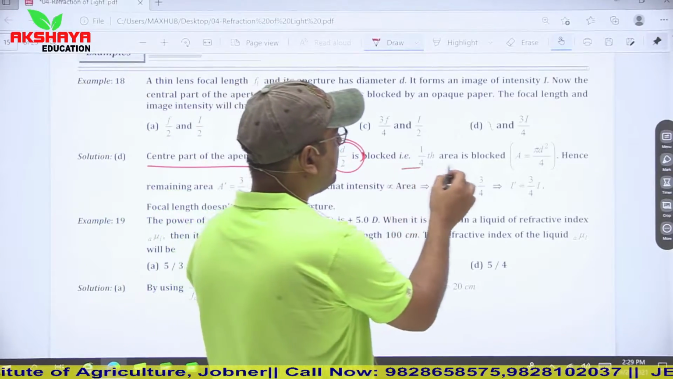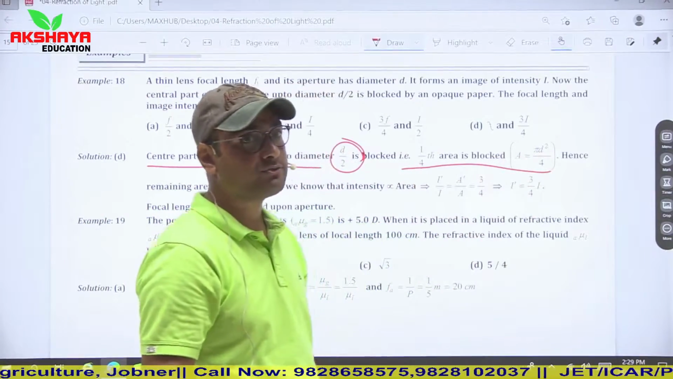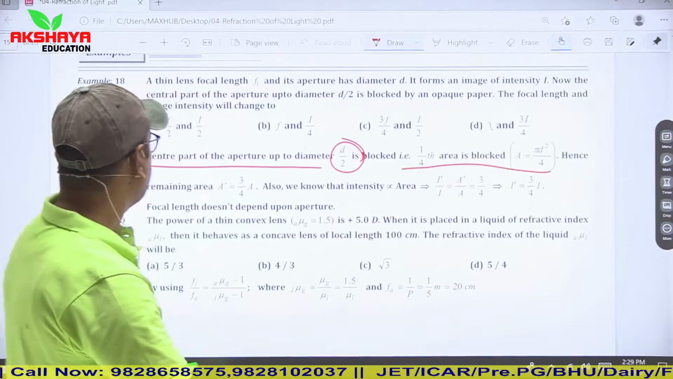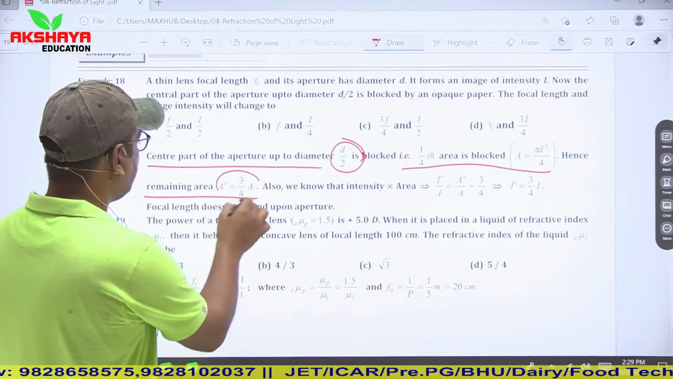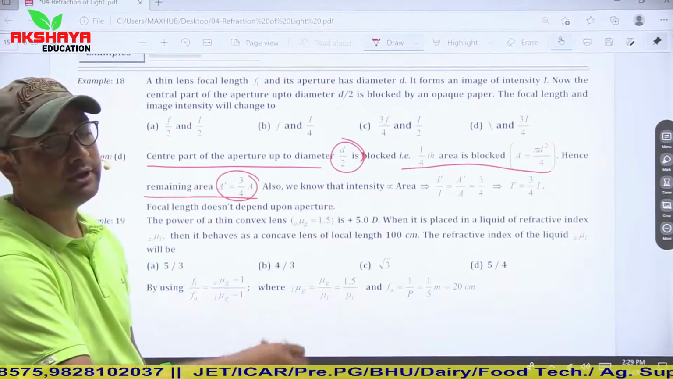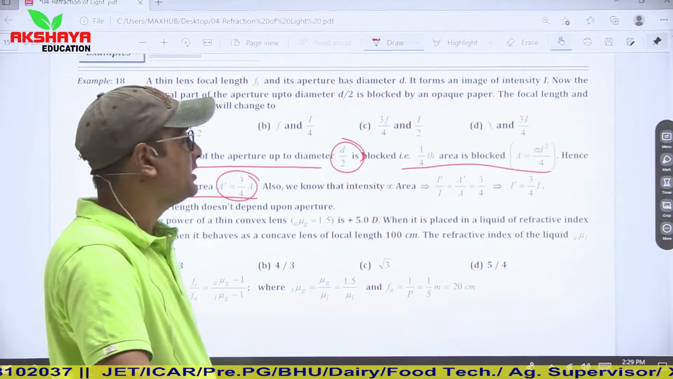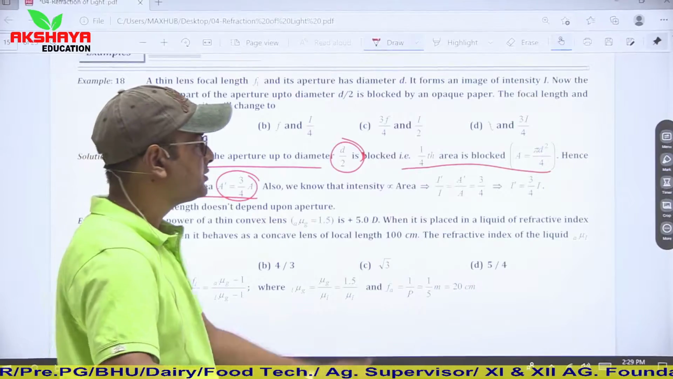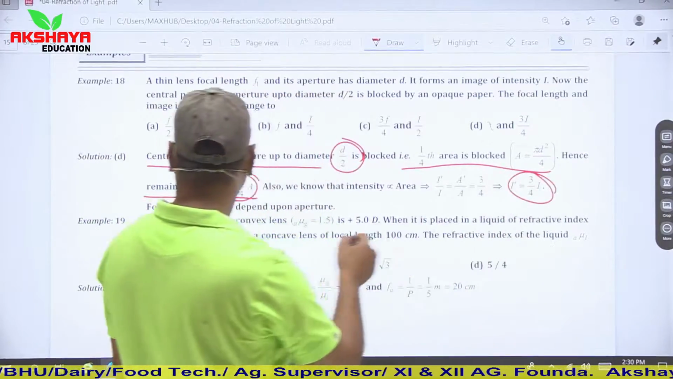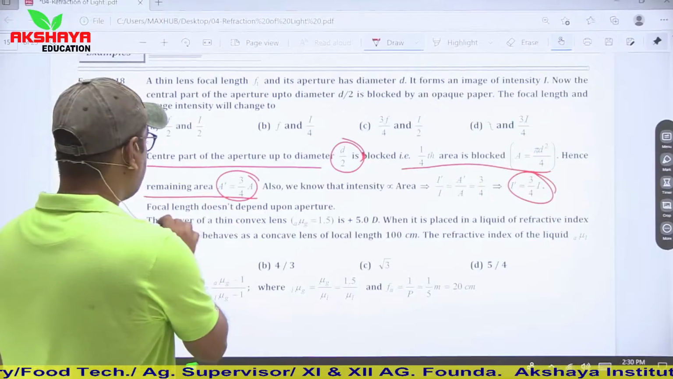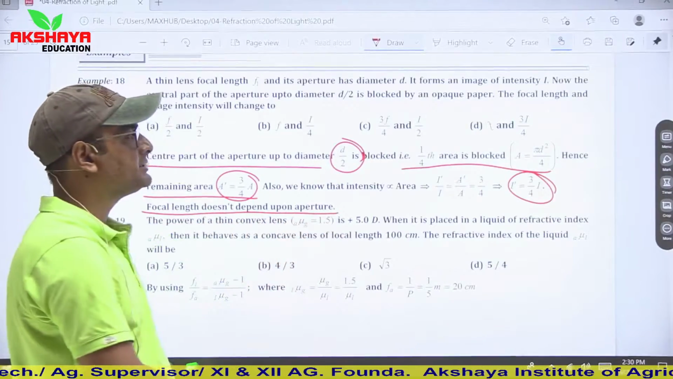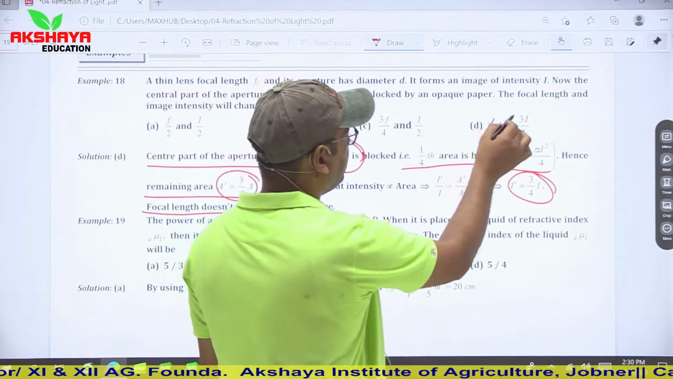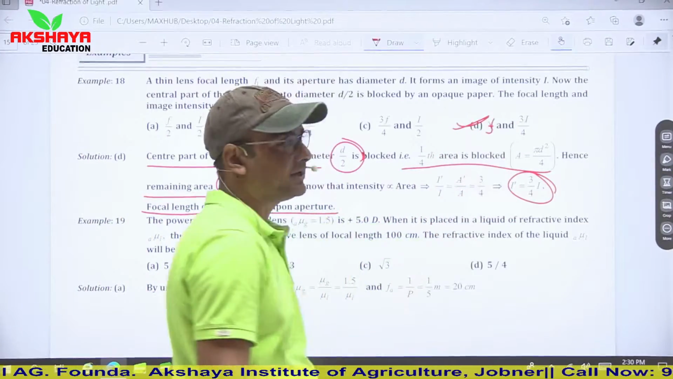That is 1/4 of the area is blocked because area is pi r square. So here it is pi (d by 2) whole square, meaning pi d square by 4. Hence remaining area is 3 by 4 A. Also we know that intensity is directly proportional to area. So if remaining area is 3 by 4 A, then intensity will also be 3 by 4 I, and focal length doesn't depend upon aperture. So focal length will remain same. Any option having this value: it is F and 3I by 4. So D option will be correct.